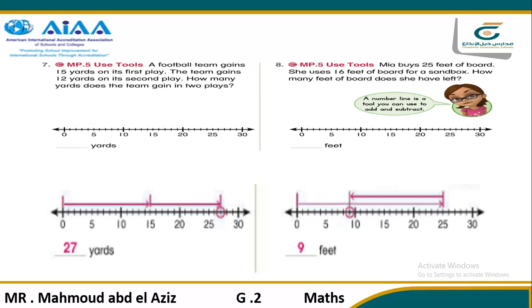Maya buys 25 feet of board. She uses 16 feet of board for a sandbox. How many feet of board does she have left? Is that add or subtract? We will write plus or minus. Excellent. It's subtract. So we will write 25 minus 16. So we'll start from 0 to number 25 and we will count back with 16 steps. So our answer will be 9.